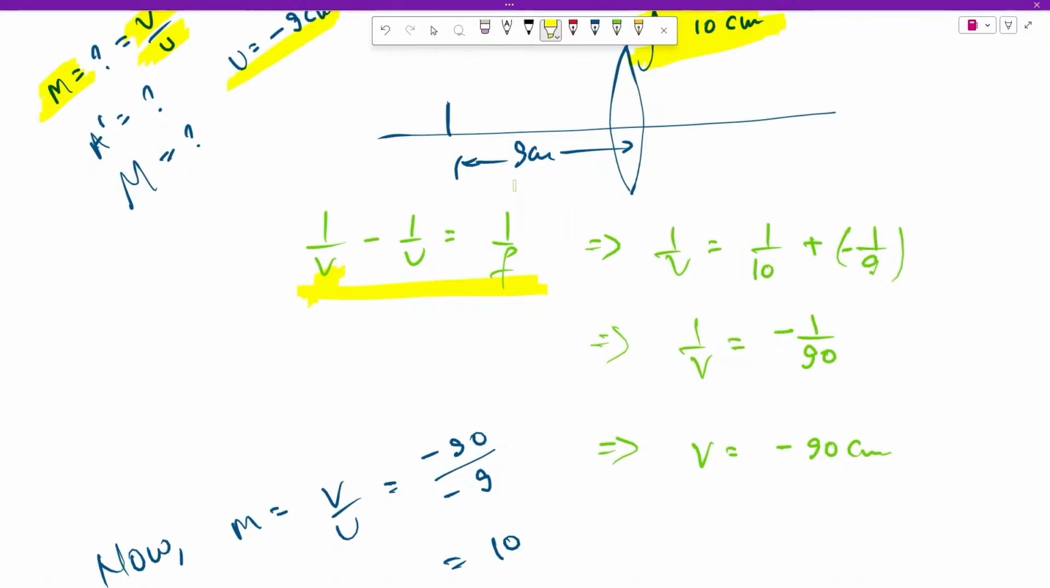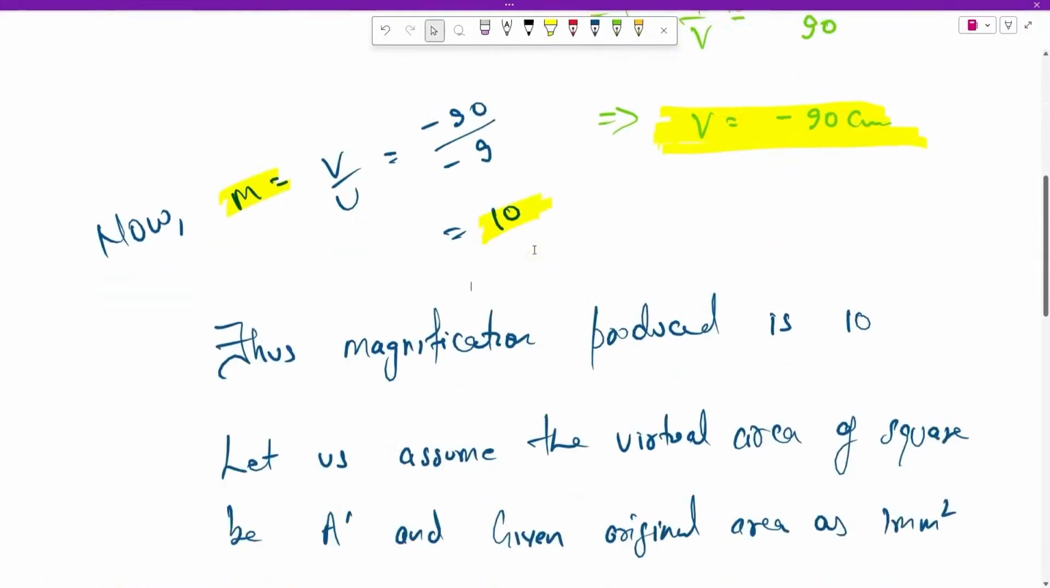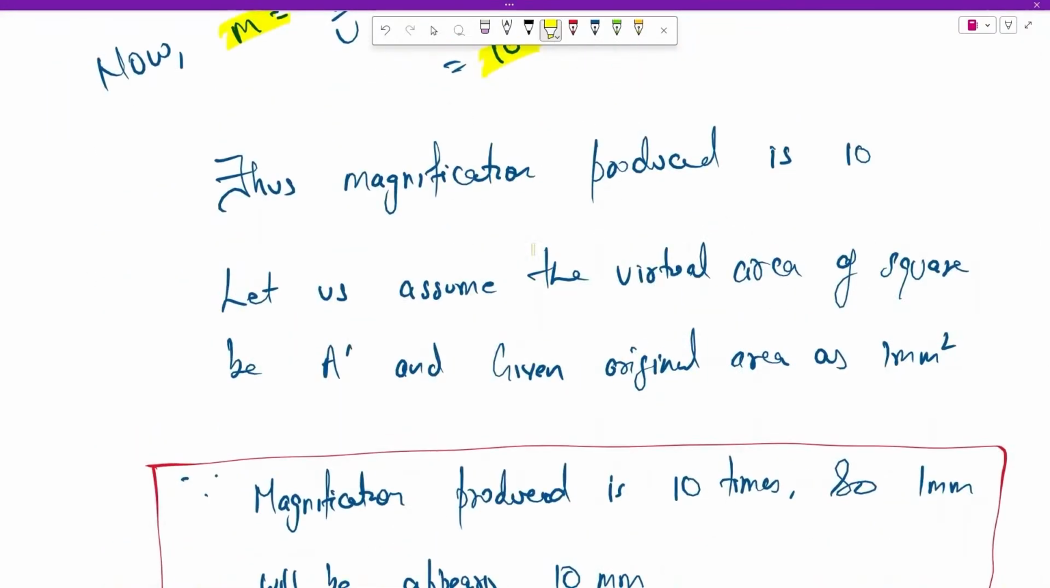Focal length is 10 centimeter. We will get the value of v as minus 90 centimeter. That is, the image is produced on the left side of this convex lens, on the side of the object, at 90 centimeter. Now we can calculate the value of magnification for the lens, that is v by u, and we will get 10. Now we know that the magnification produced is 10.